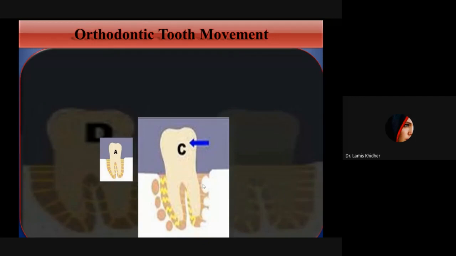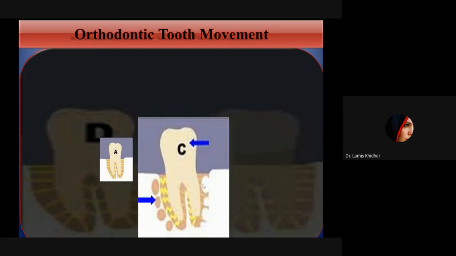In the pressure side, there will be activation of the osteoclast cell, which will result in bone removal or bone resorption. You can see these patches. This represents bone resorption. While in the tension side, there will be activation of the osteoblast cell, and there will be bone apposition.